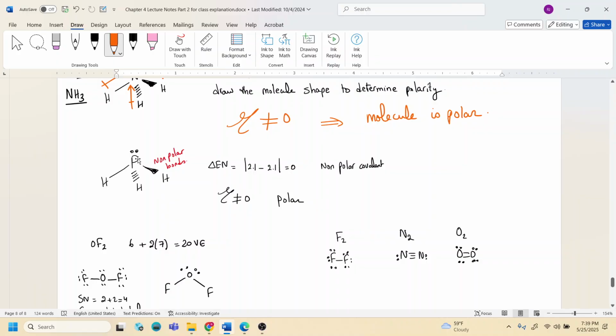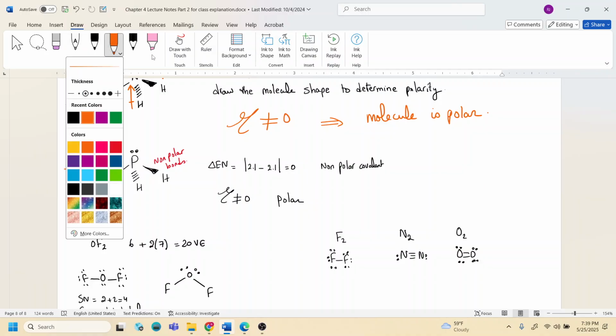So again, you are given PH3. You go ahead and draw its Lewis structure, calculate your valence electrons, draw the lowest energy structure, find the steric number, and then go ahead and draw the shape of the molecule. After you do this, we're going to draw the direction of polarization, right?